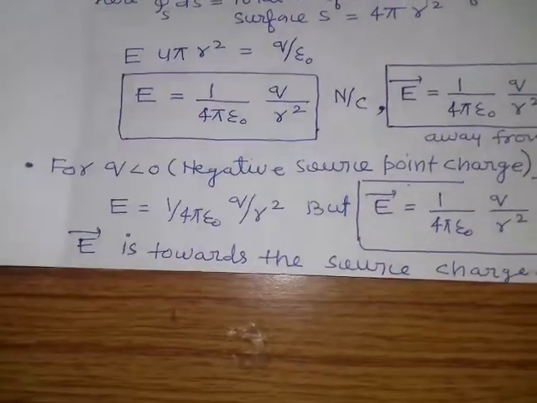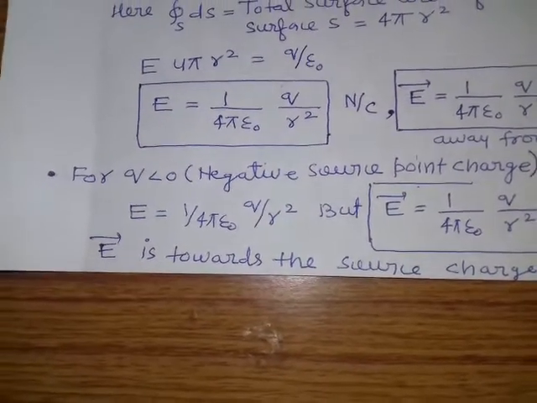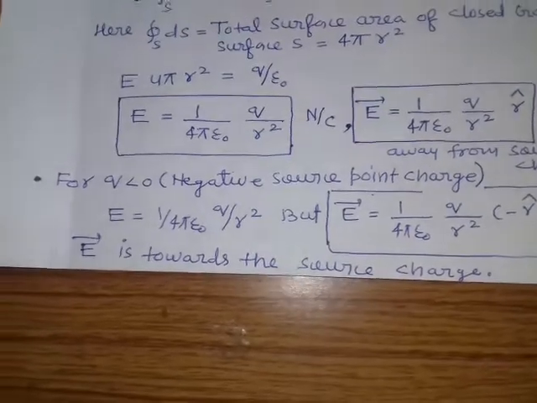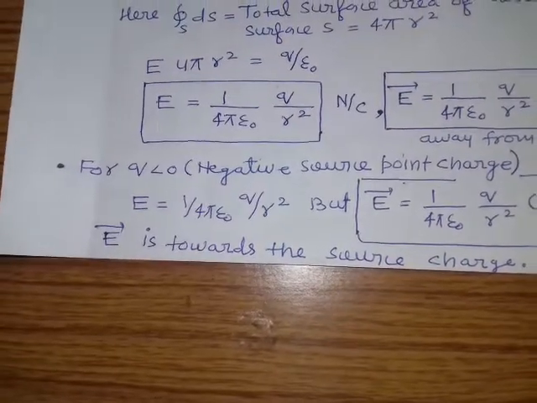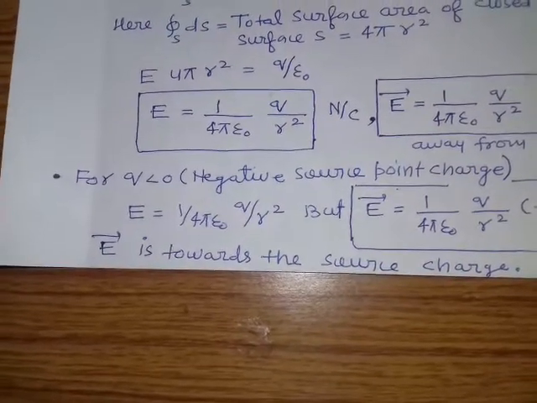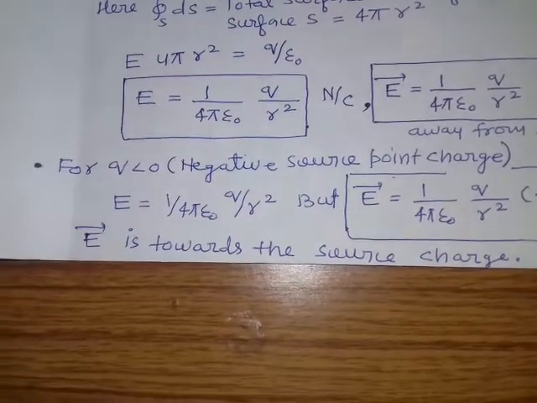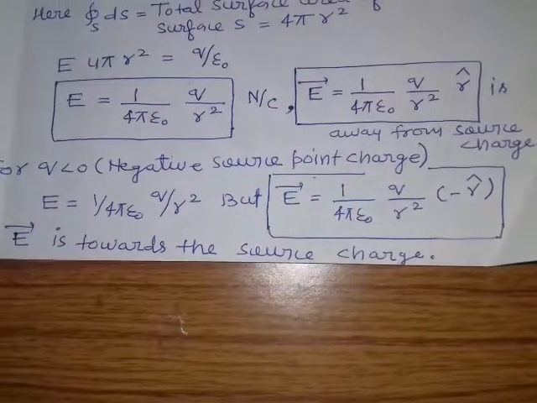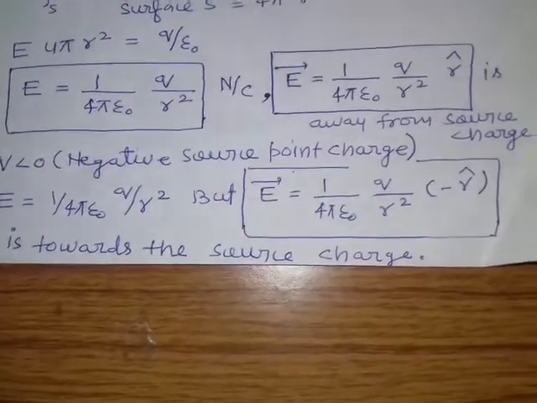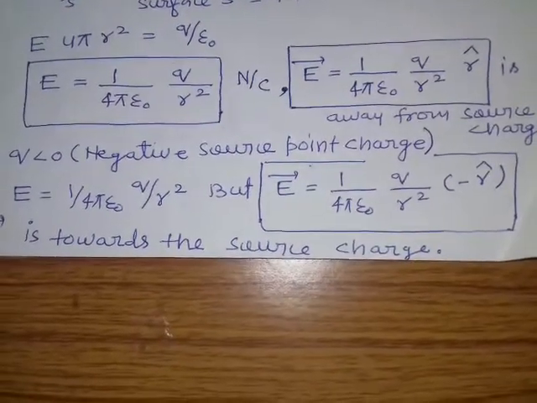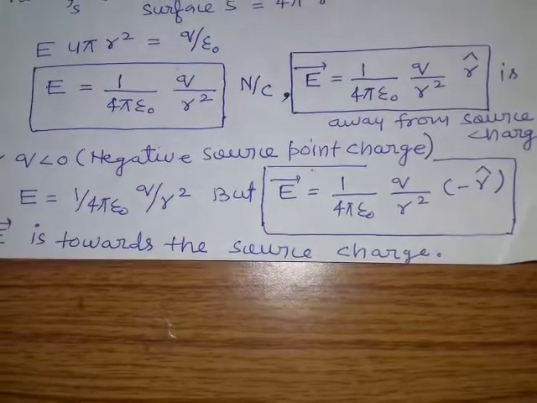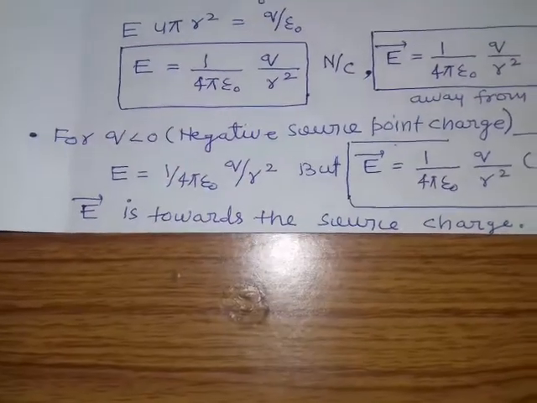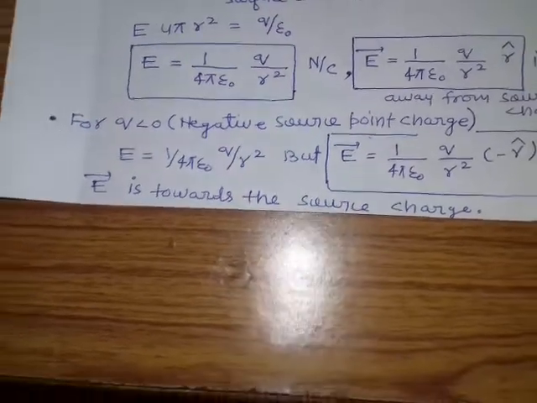Okay, if your source charge is negative, for q less than 0, a negative source point charge, what is the result? The magnitude of E would be the same, E is 1 upon 4 pi epsilon naught q upon r square, but the direction would be minus r cap, which is written as vector E is equal to 1 upon 4 pi epsilon naught q upon r square minus r cap. Here E is towards the source charge.